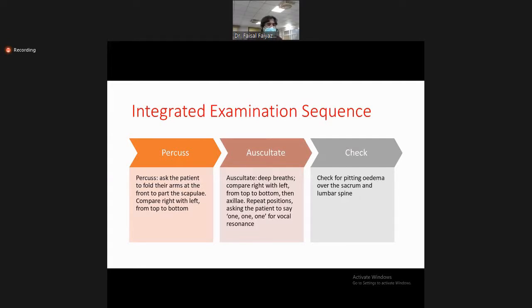Then proceed to percussion. Ask the patient to fold their arms at the front to part the scapulae, so that the scapulae move away and you can percuss accordingly. Again, the same thing: compare right with left from top to bottom. Auscultate during deep breaths, compare again right with left, top to bottom, and then the axillae. You can repeat the same positions by asking the patient to say 1-1-1 for vocal resonance. Check for pitting edema over the sacrum and lumbar spine.